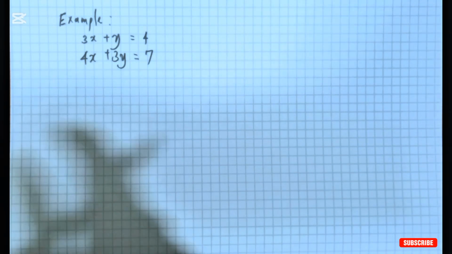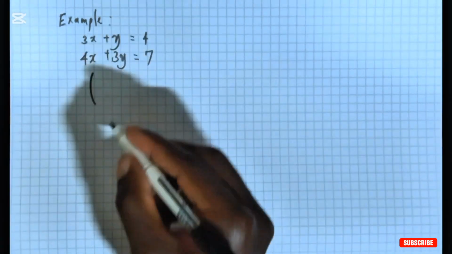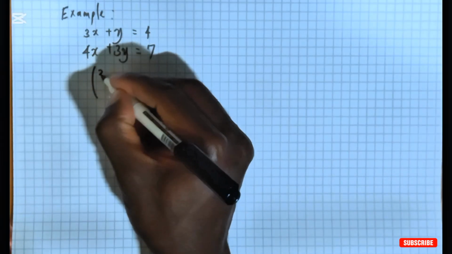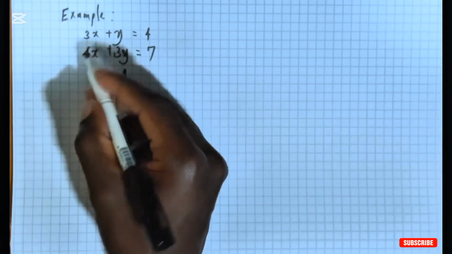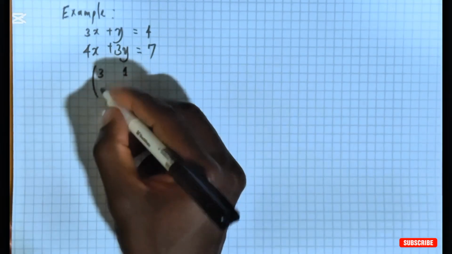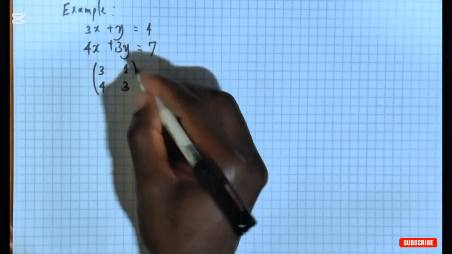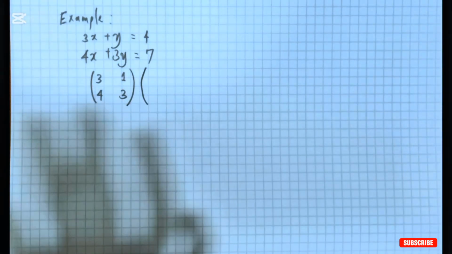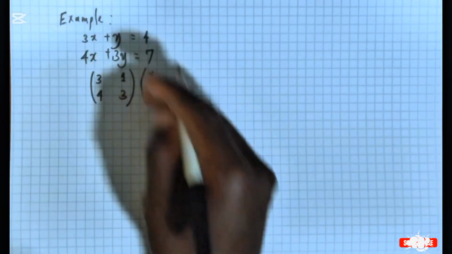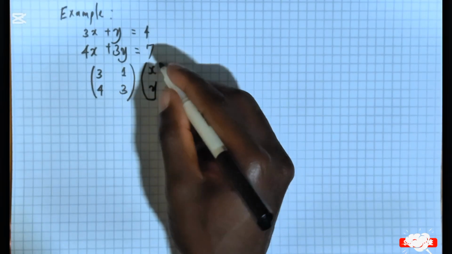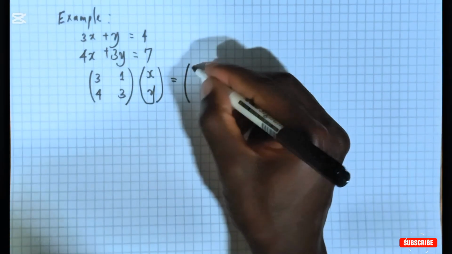So the first thing we want to do is create our coefficient matrix. So basically we're going to have a matrix open there. We're going to have 3, and the coefficient of y here is 1. And now looking at the second equation, we are having 4, and the coefficient of y there is 3. Then we're going to have our variable matrix. So we are having x as our first variable, and y as our second variable. And all of that is equal to 4 and 7.